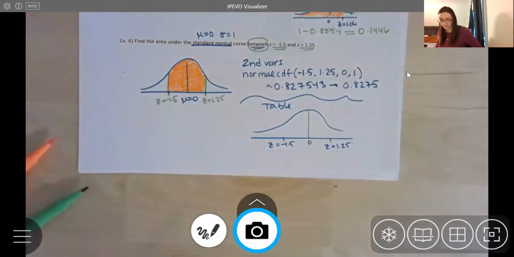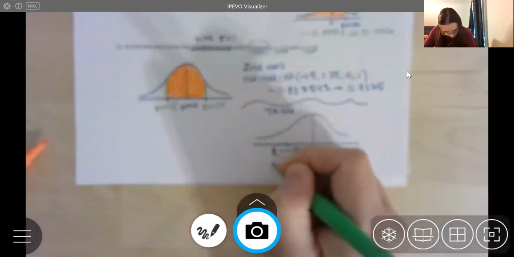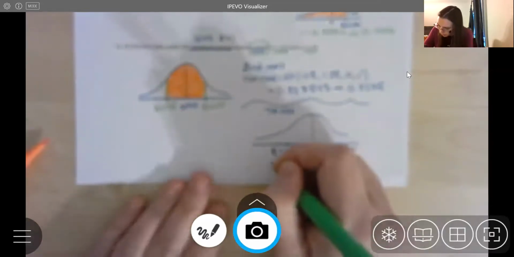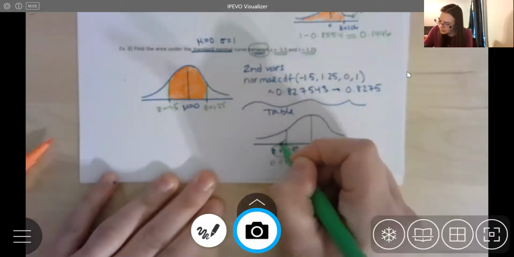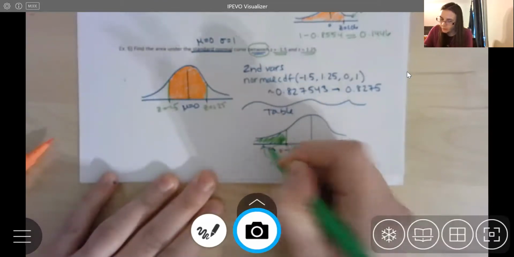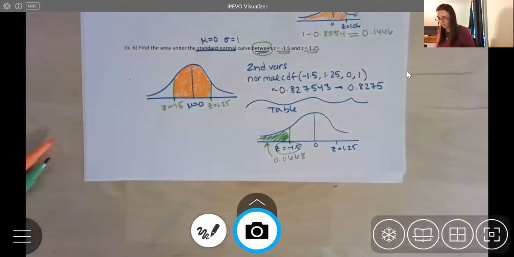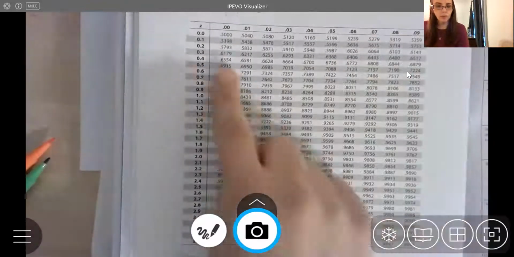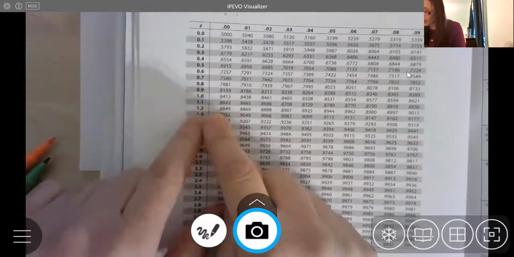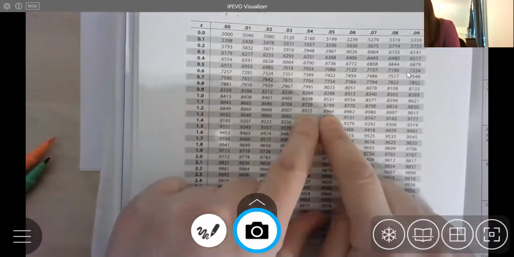Okay, so this value here, I'm going to get 0.0668. And what I'm getting there is this area right here. So I'm getting that area to the left. There we go. Now I got to find the other one. So I want z equals 1.25. So I find 1.2 first. And then my other value is 5. So I'm going to match those up. And I get 0.8944.